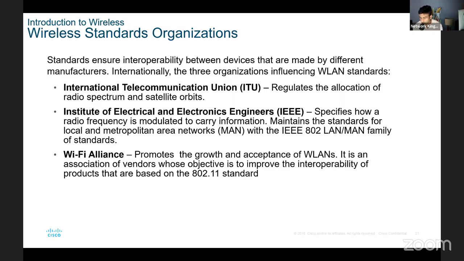If you check your Wi-Fi device, at the back side there will be some small stickers and logos with ITU written. Please go and check. Don't remove your Wi-Fi cable. ITU will be written, IEEE will also be written, and Wi-Fi Alliance will also be written. ITU regulates the allocation of radio spectrum, and satellite orbits will be decided by ITU. IEEE writes all the radio frequency standards and research papers. Wi-Fi Alliance promotes the growth and acceptance of Wi-Fi wireless LAN networks.